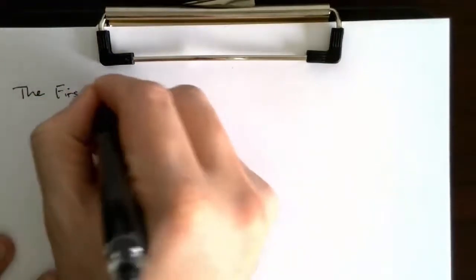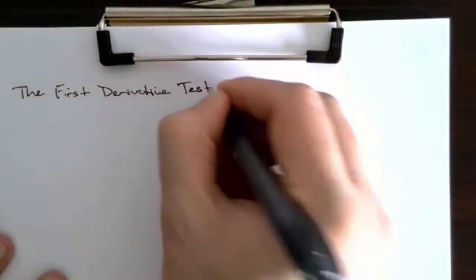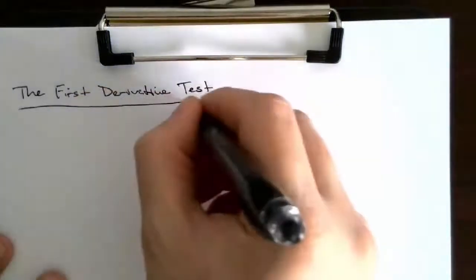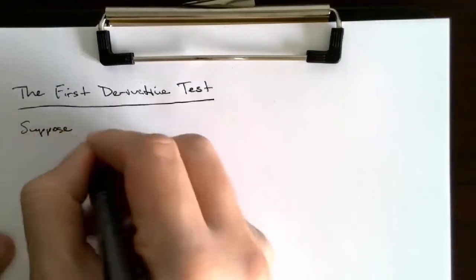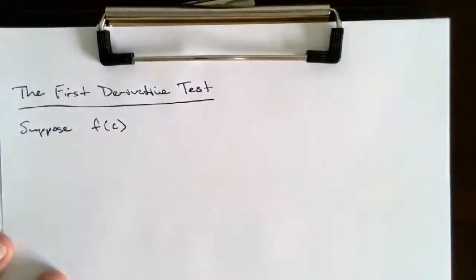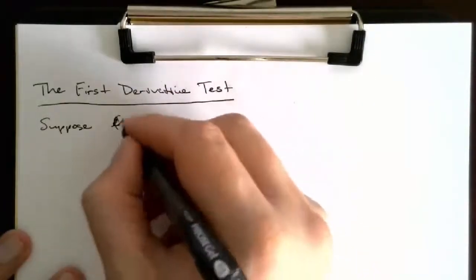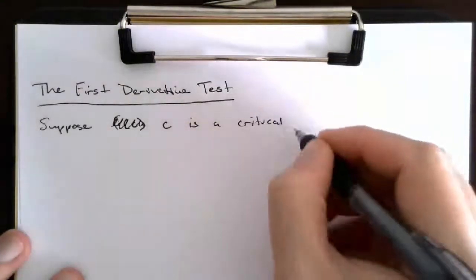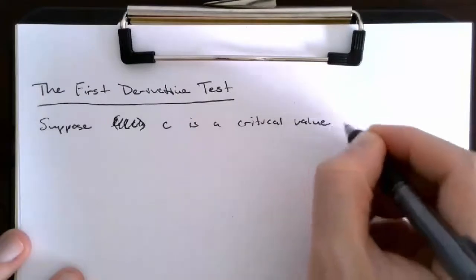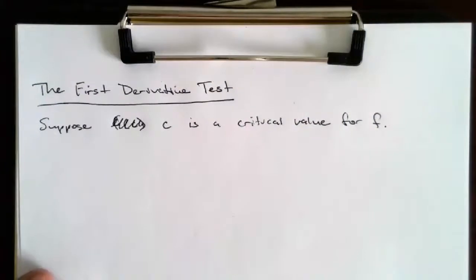The first derivative test. And what it says is, suppose c is a critical value for f. So like we just found, we found critical values. So suppose c is a critical value for f.